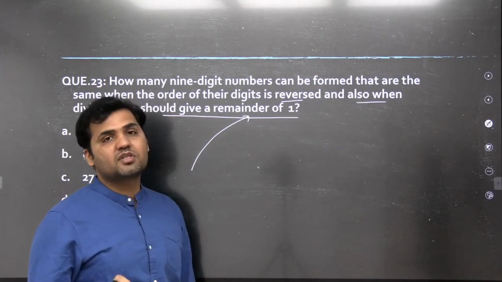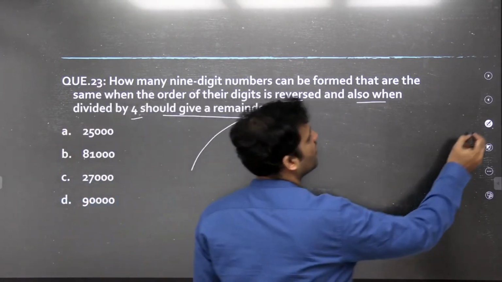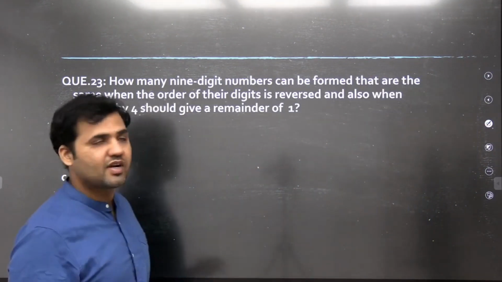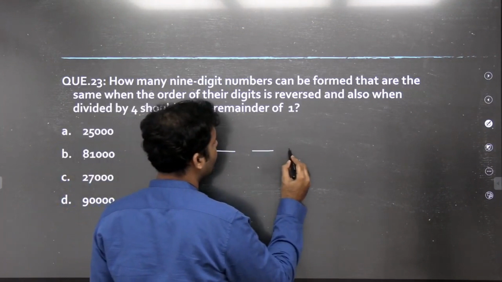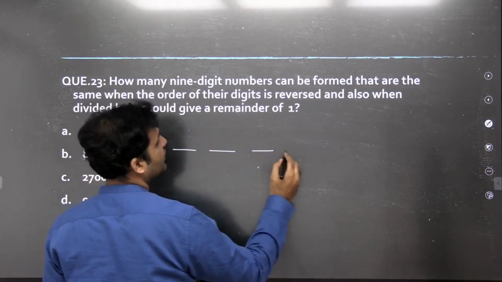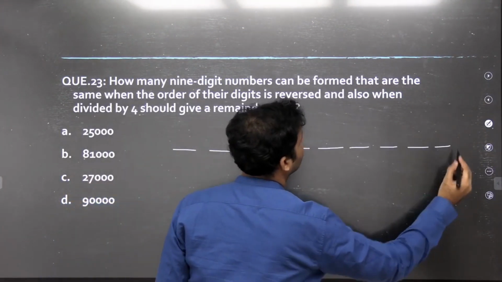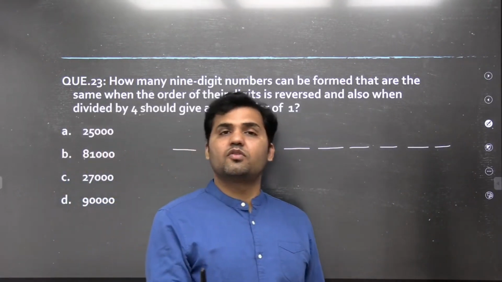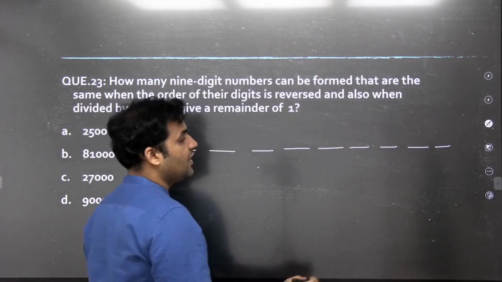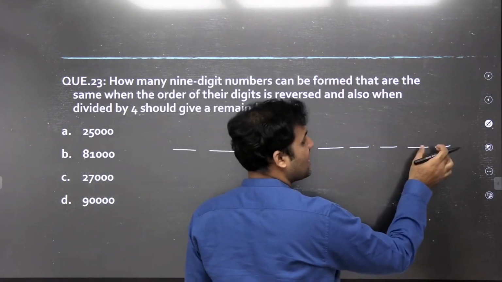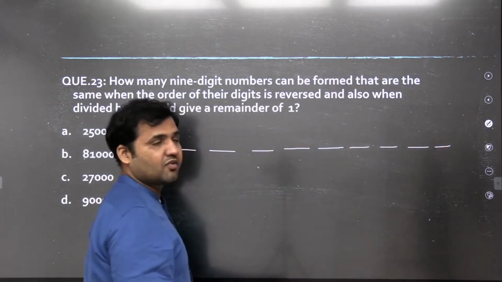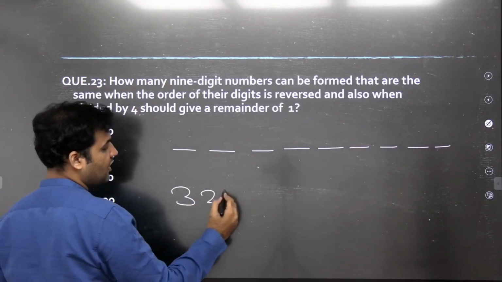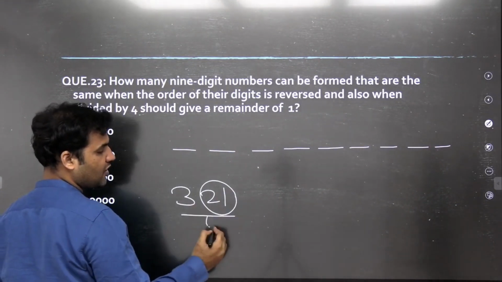So here you have to use the concept of the divisibility rule of 4. Tell me guys, which number will give you a remainder of 1 when divided by 4? The rule of divisibility for 4, right? It's a 9-digit number, 1, 2, 3, 4, 5, 6, 7, 8, 9. We know that if I want to check the divisibility for 4, I'll have to look at the last 2-digit number only. If the last 2-digit number when divided by 4 gives a remainder of 1, the complete number will give a remainder of 1. For example, 321. We know that in this case, 21 when divided by 4 gives a remainder of 1.